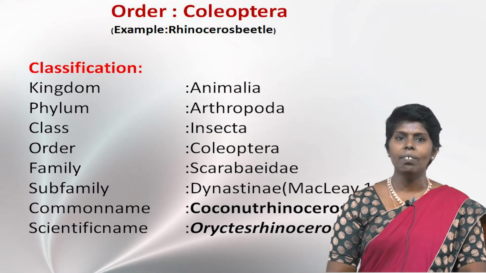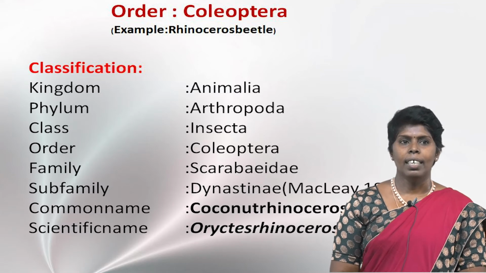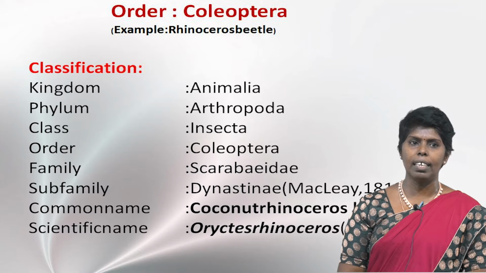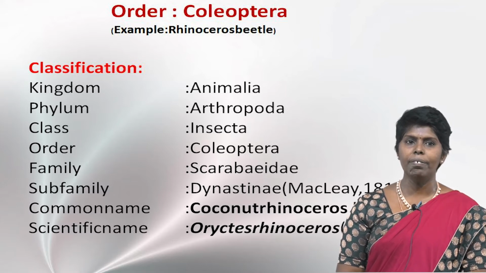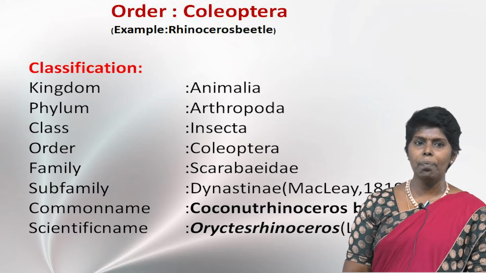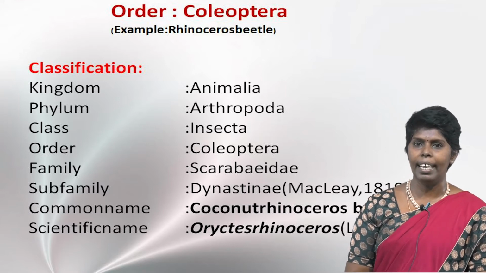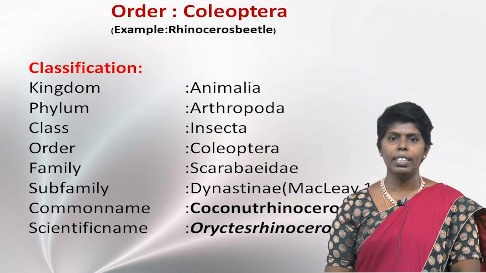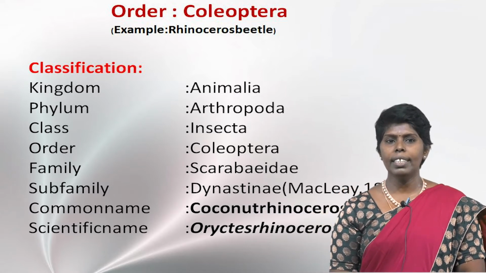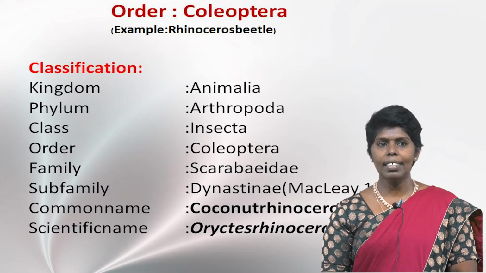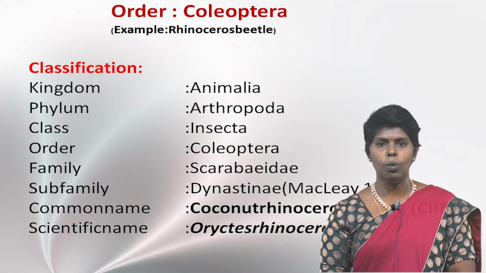Now let us see the classification. Kingdom Animalia, phylum Arthropoda, class Insecta, order Coleoptera, family Scarabaeidae, subfamily Dynastinae. The subfamily was described by MacLeay in 1819. The common name is the coconut rhinoceros beetle. The scientific name of the coconut rhinoceros beetle is Oryctes rhinoceros, also described by Linnaeus. This is the general classification of the order Coleoptera.